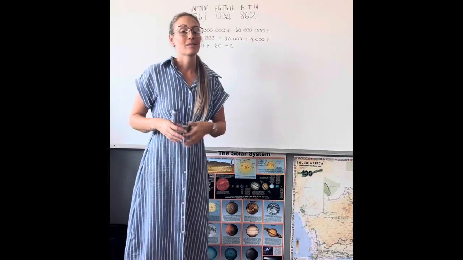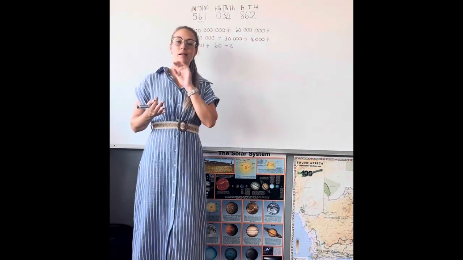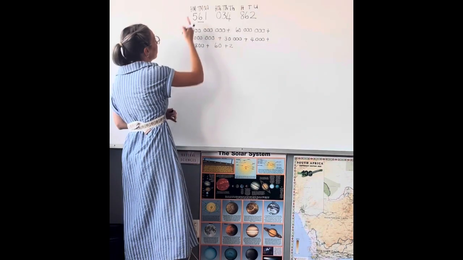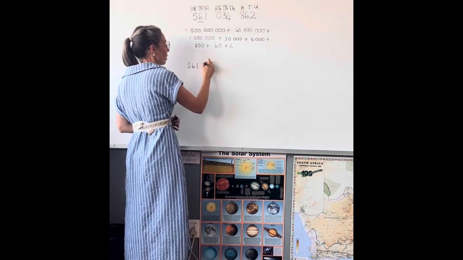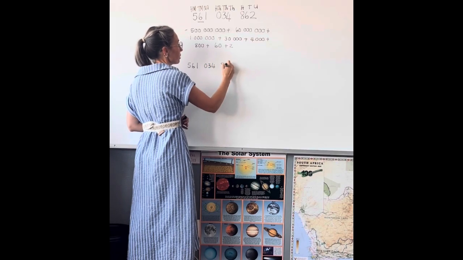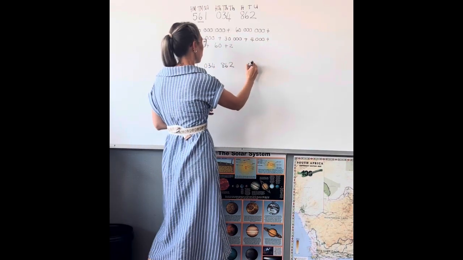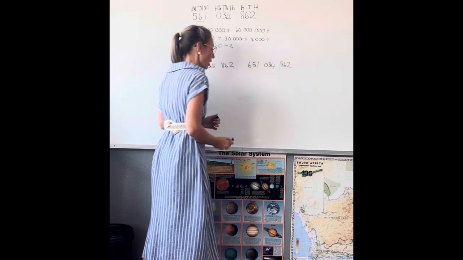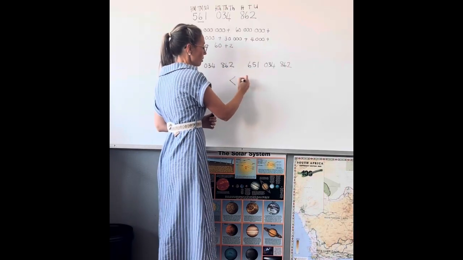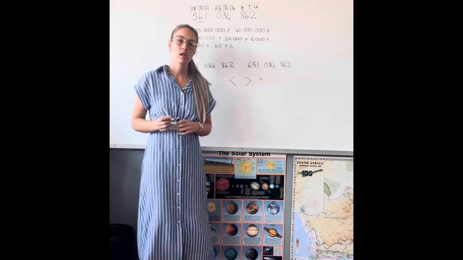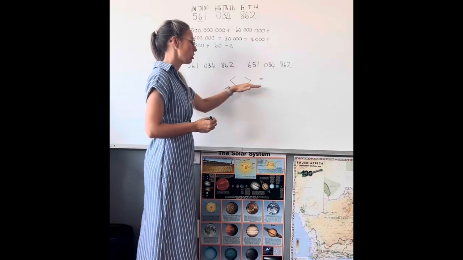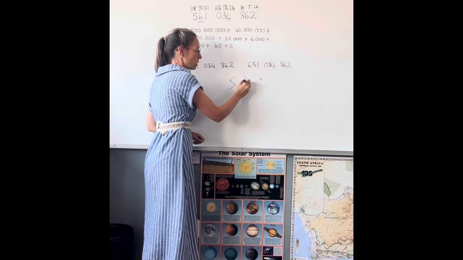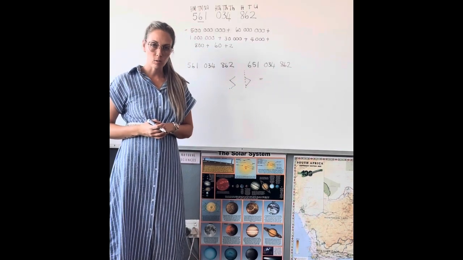We also looked at smaller than, bigger than, and equals, comparing whole numbers. So let's say you need to compare two numbers. Let's take the one up top, 561,034,862, and I need to compare it to 651,034,862. And you need to fill in either smaller than, bigger than, or equals. First of all, you need to know what each symbol means. So this one is smaller than, this one is bigger than, and of course that is my equals sign.